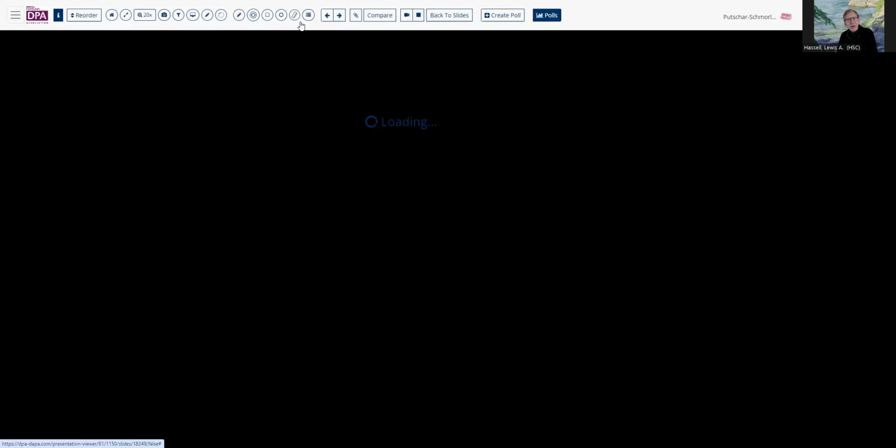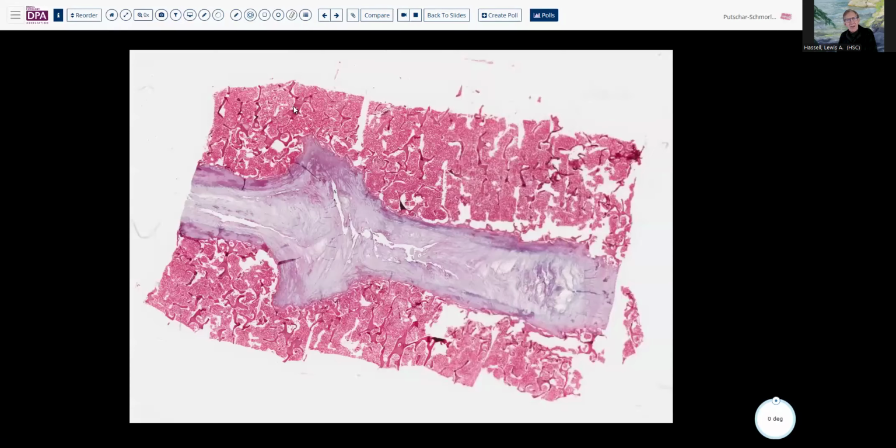decalcified for histologic study. As you can see here, there was a little bit of an irregularity in the intervertebral disc cartilage with some extension seemingly up into the bony matrix of the intervertebral disc.